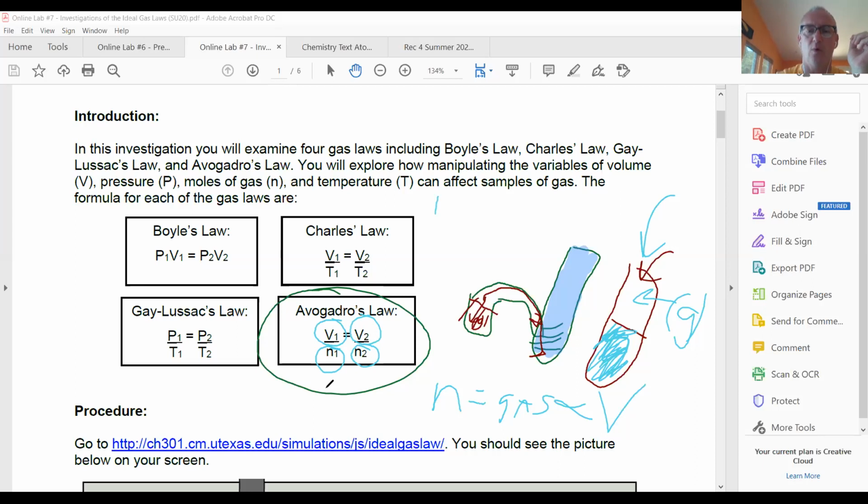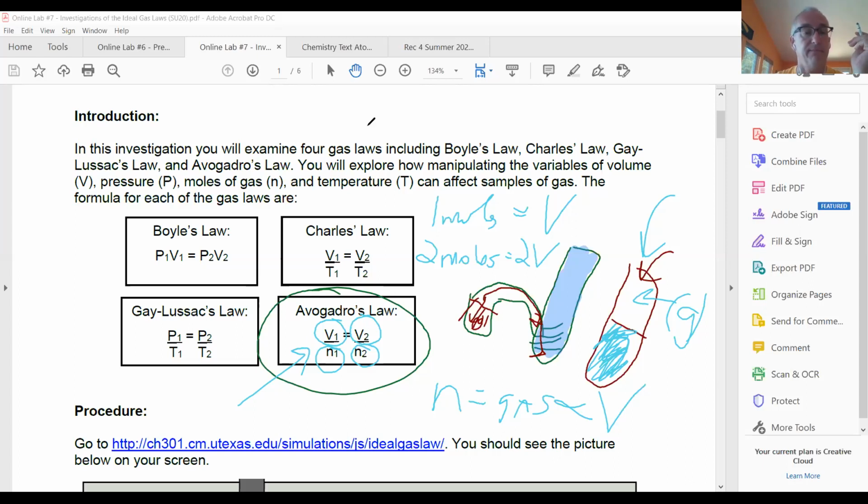So if I have 1 mole of gas, and that gives me a volume of V, if I have twice as many moles of gas, my volume is 2V. And so that is a direct relationship. Moles to volume is a direct relationship. And that is the equation he used to describe that. So what you're going to do in this experiment is change the number of molecules of gas and see what effect that has on the volume. And then we're just going to plot these.